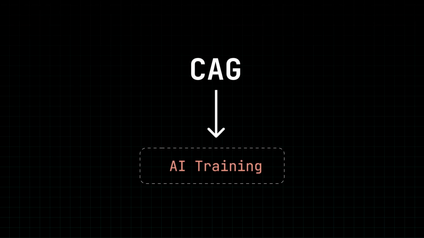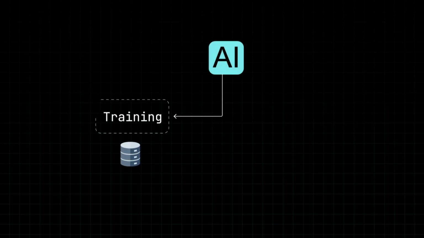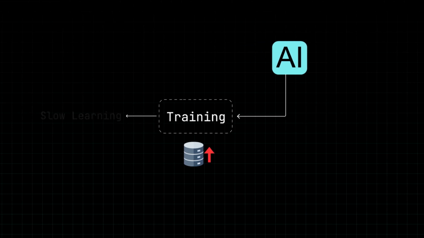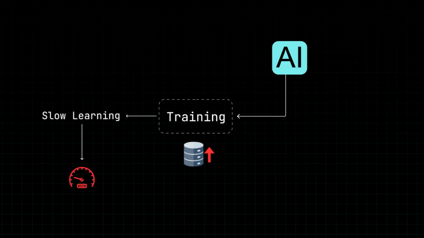So CAG in AI, a smarter way to train your AI. Look, let's be real. Training AI isn't easy. We feed it tons of data, tweak the models, and yet the same old problems keep coming back. The model is slow, demands more and more data, and still doesn't perform as expected.